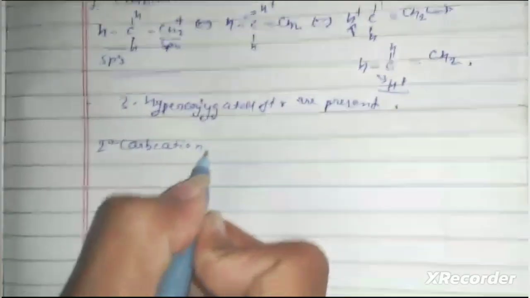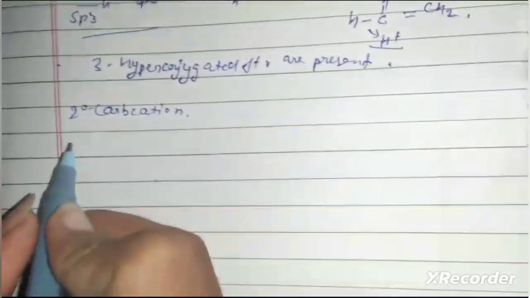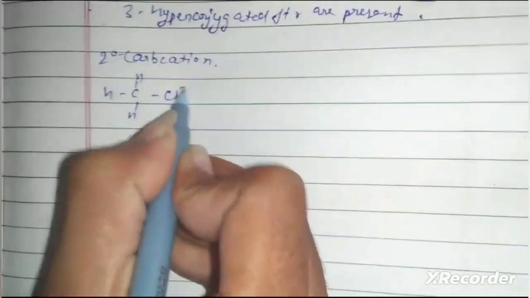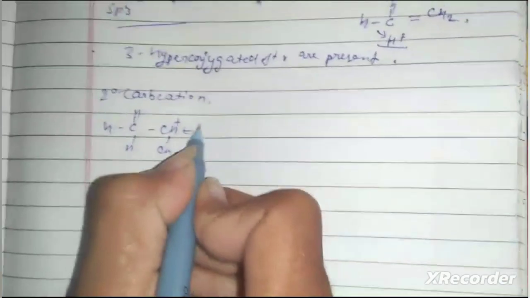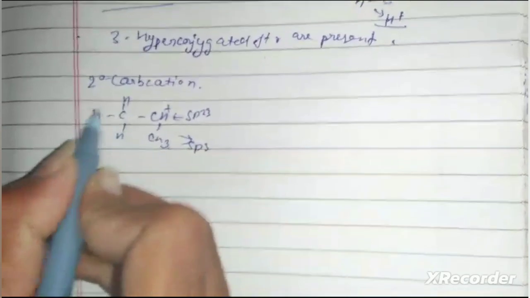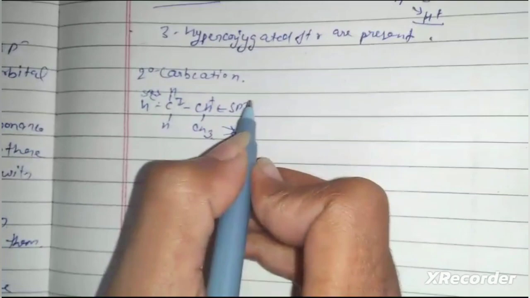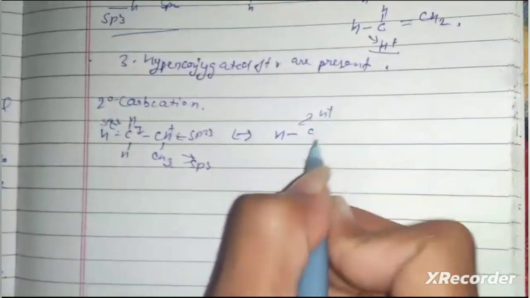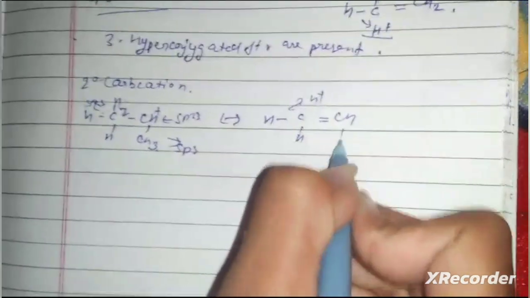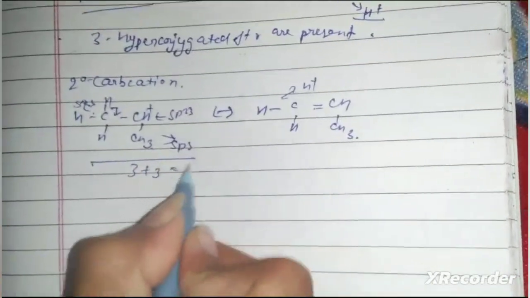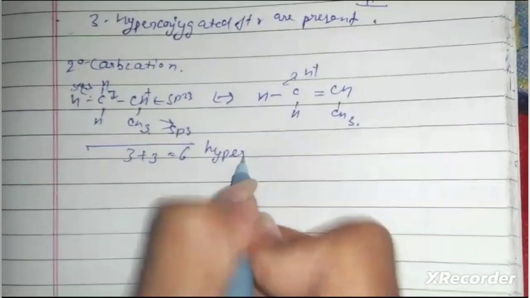Second is the secondary carbocation. The structure of the secondary carbocation is this: this is an sp2 hybridized carbon atom attached to an sp3 hybridized carbon atom, and this is also an sp3 hybridized carbon atom. The next structure is this. In the secondary carbocation, 3 plus 3 equal to 6 hyperconjugated structures are present.